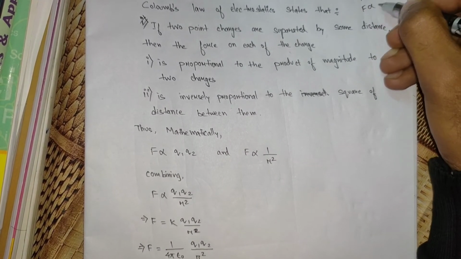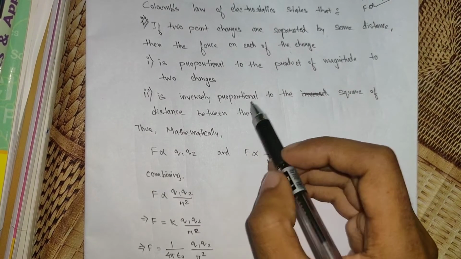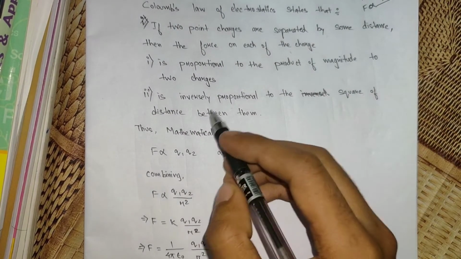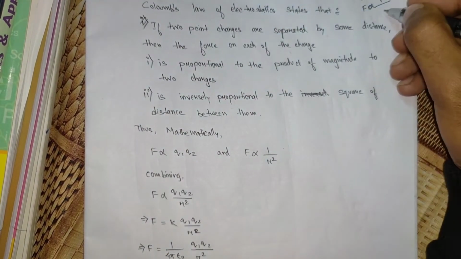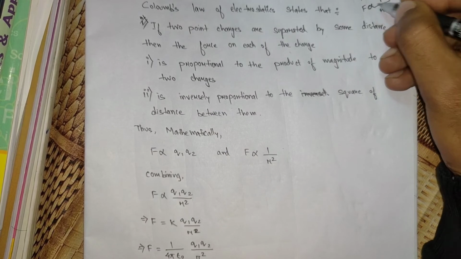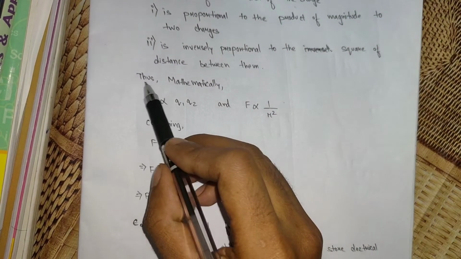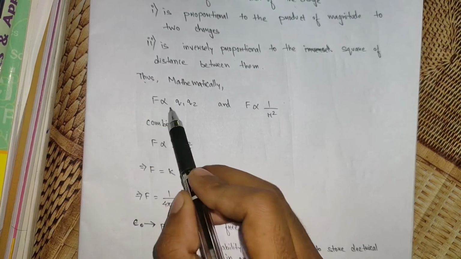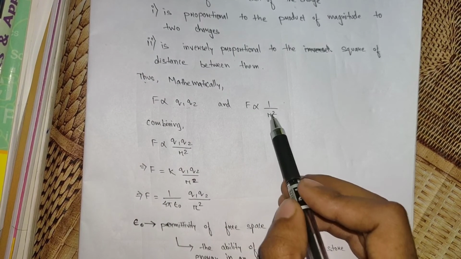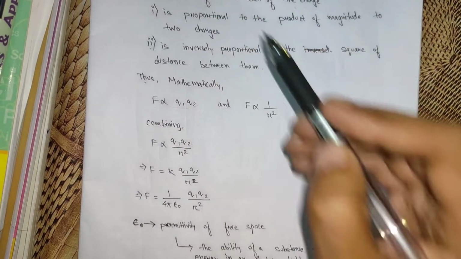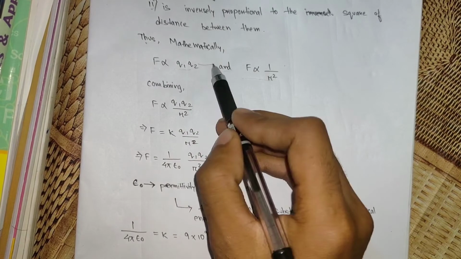F is inversely proportional, which means you will have to take 1 by something. Inversely proportional to the square of distance. We have a distance of separation r, so it will be the square of distance. So F is inversely proportional to 1 by r square. Thus mathematically we can write F is proportional to q1 q2 and F is proportional to 1 by r square. Then we can combine these.